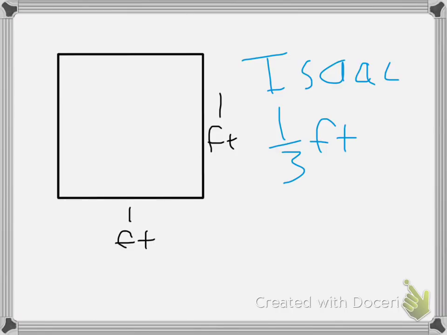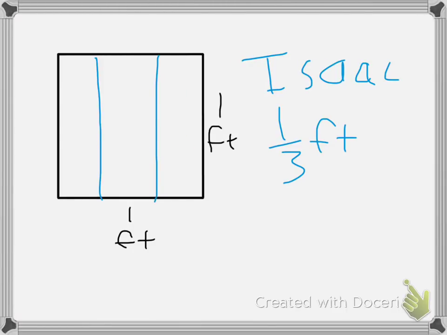So what we do to solve this problem is, first, because we're going in 1/3 foot chunks, we need to break this 1 foot piece along the bottom into 3 pieces, because that's our denominator. Okay, now I'm just going to take those lines and draw them all the way up. So I broke that into 1, 2, 3 thirds.